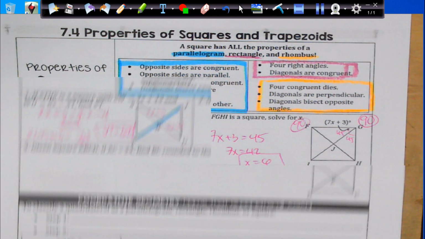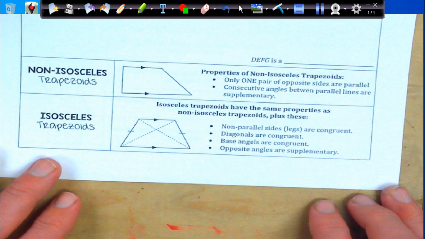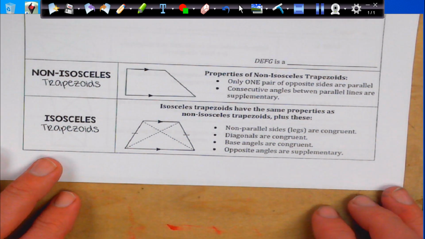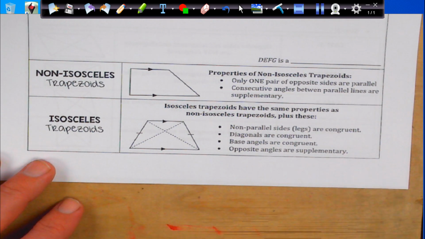Okay? Next, coordinate geometry, we're going to do that in class, because why not? That sounds too fun. But let's talk about traps, because you guys need good traps. If you don't have good traps, you're just looking really small. And I'm talking about working out traps.